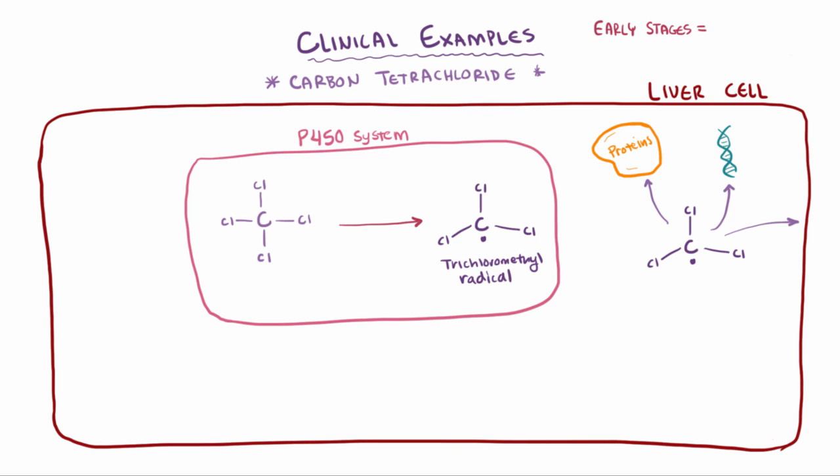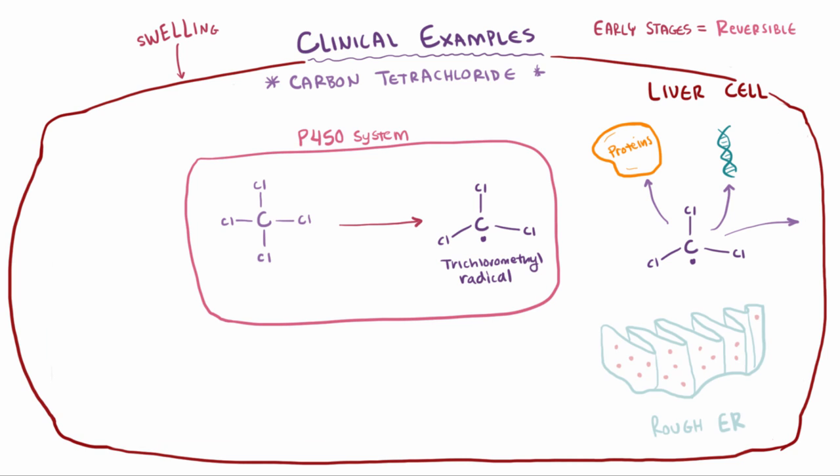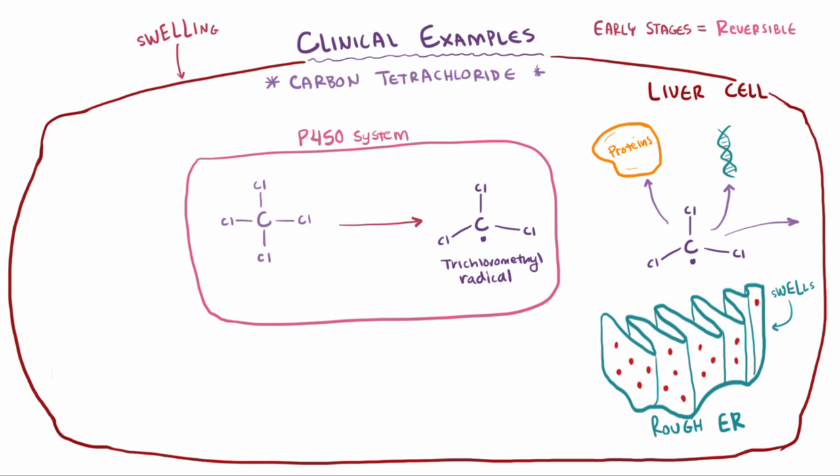In the early stages, though, this damage is actually reversible, and one way you can tell is by looking for cellular swelling. So the cells are actually swelling, and this causes the rough endoplasmic reticulum of the cell to also swell. And remember how on your rough endoplasmic reticulum you've got all your ribosomes, right? Which help us make proteins. So when it swells, they pop off, and your protein synthesis goes down.